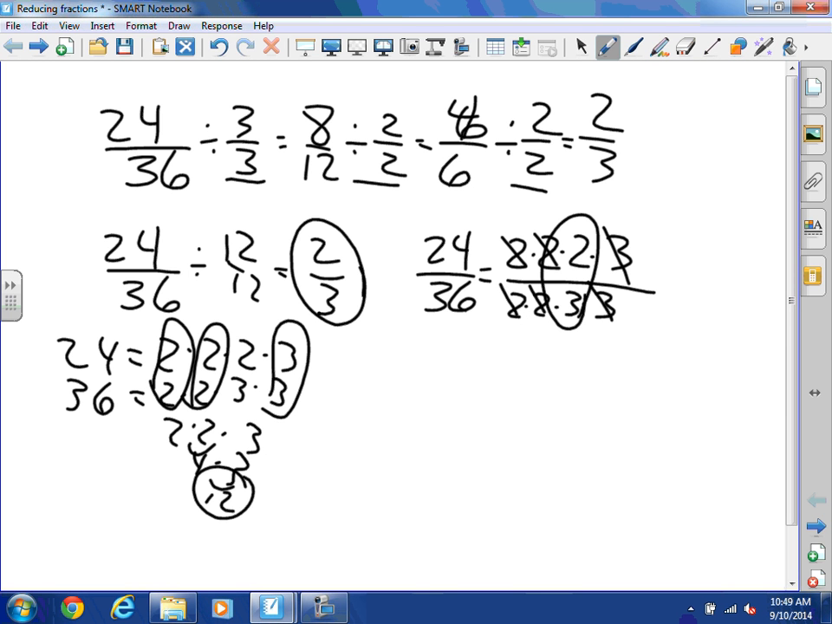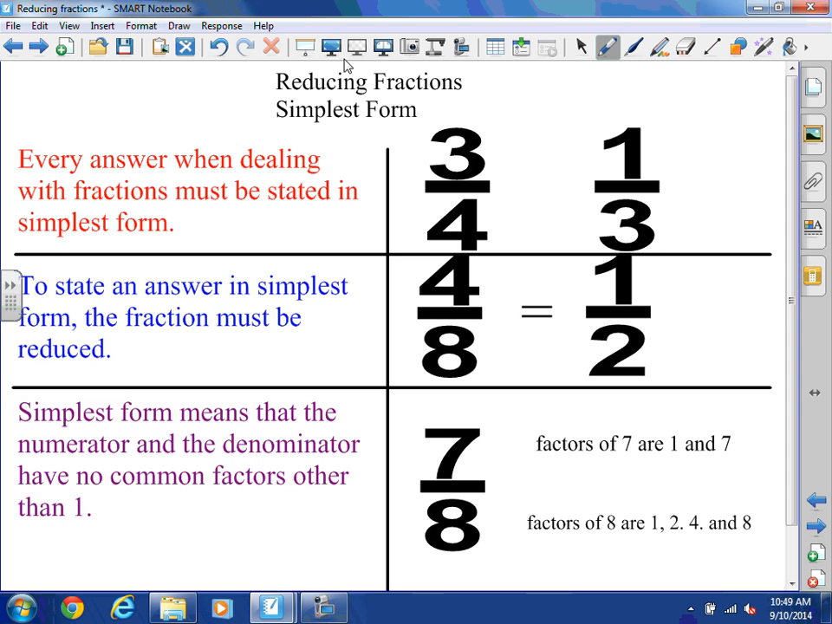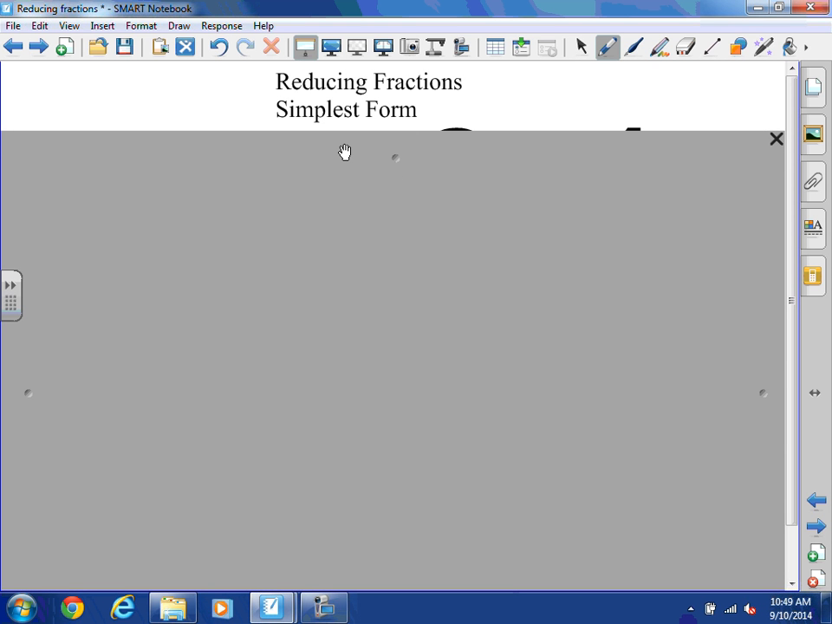Now, in your notes, your topic is reducing fractions. Here is your topic, reducing fractions to simplest form. Put it in your table of contents. Always in mathematics, you don't have to ask. The few exceptions we have, I'll tell you before we start. So, reducing fractions to simplest form.